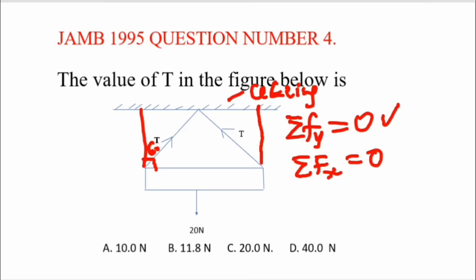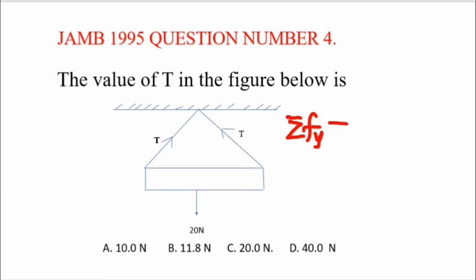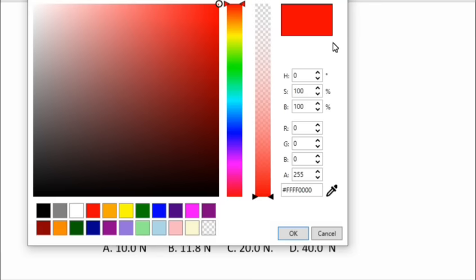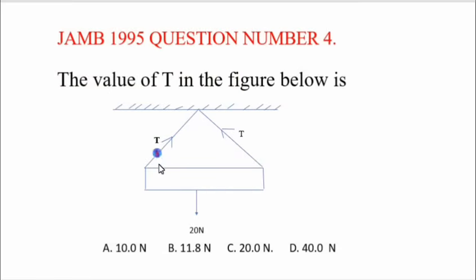And how are we going to do that? We are going to make this form a closed triangle. Remember, what we had here was 30 degrees, and this is 30 degrees. So what we are now going to do is that, since this force is the weight acting downwards, we have it this way. It's acting downwards, and it's 20 Newton.